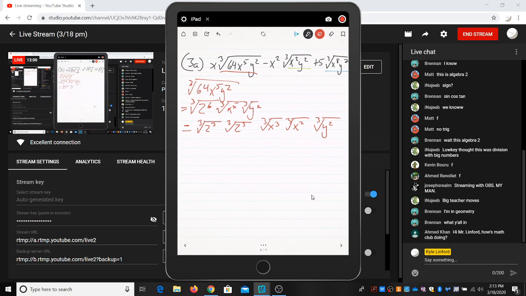Now let's simplify each one of these. The cube root of 2 cubed is just 2. The cube root of 2 cubed again is just 2. The cube root of x cubed is just x. The cube root of x squared doesn't break down, and neither does y squared, but that's okay, we don't expect it to. When your exponent is less than your index, you're not going to break down and simplify the radical. So our final answer here should be 4x times the cube root of x squared y squared. So that's what this part is. Let me write it up here, just so we don't forget it.